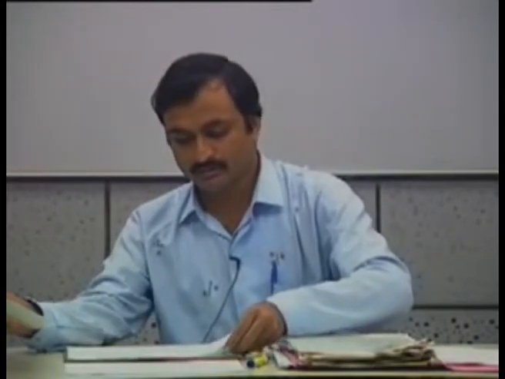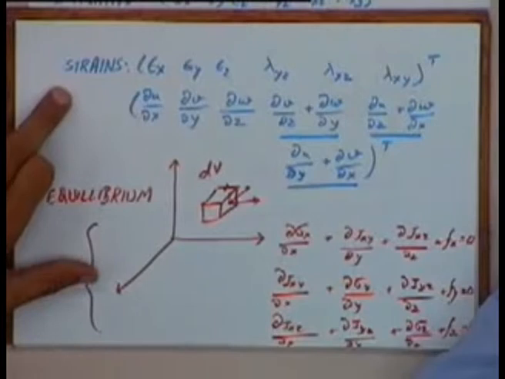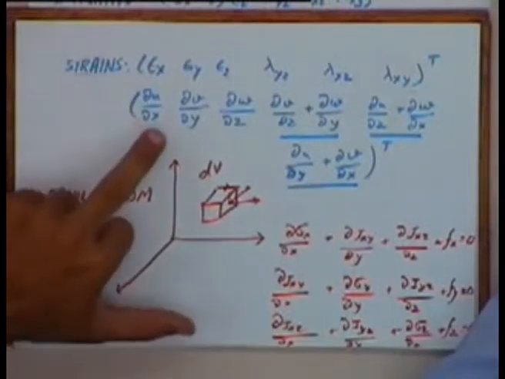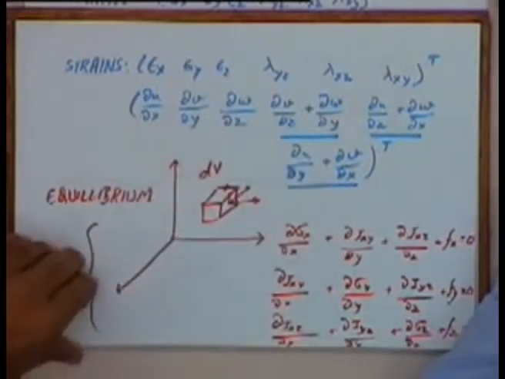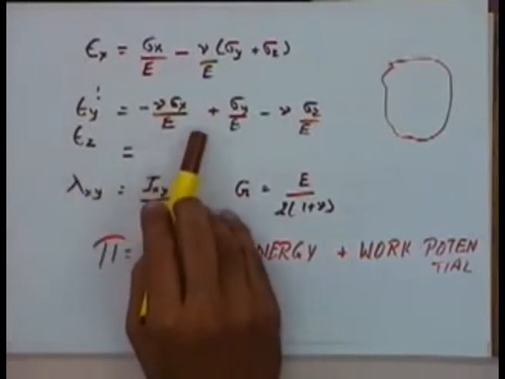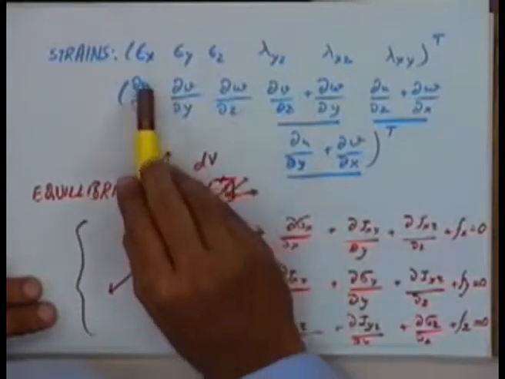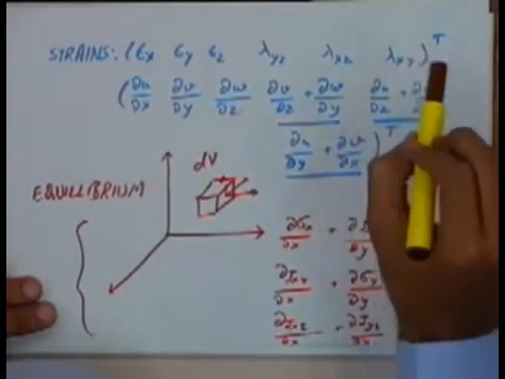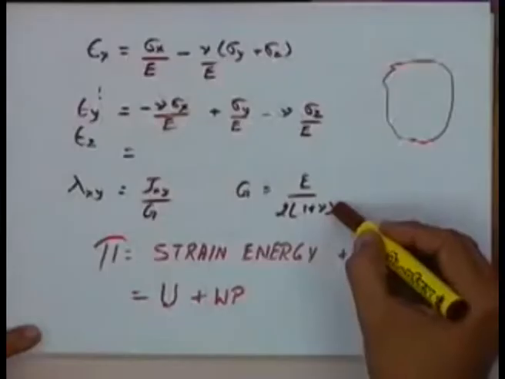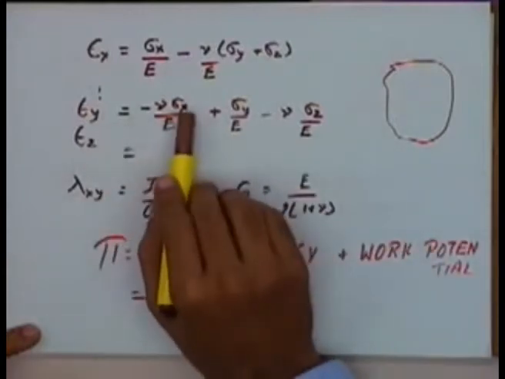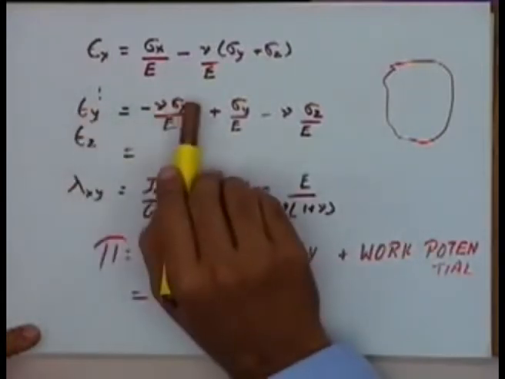if you look at these equations, these express the strains in terms of the deformations U, V and W. Similarly, we have expressed here strains in terms of the stresses. So if I know the deformations, I can get the strains from here. Once I know the strains, then using these equations I can get the stresses. If I know the strains, I can get the stresses from these equations.